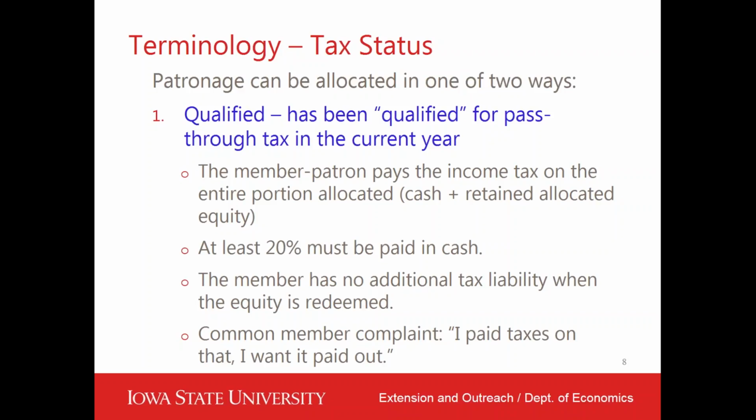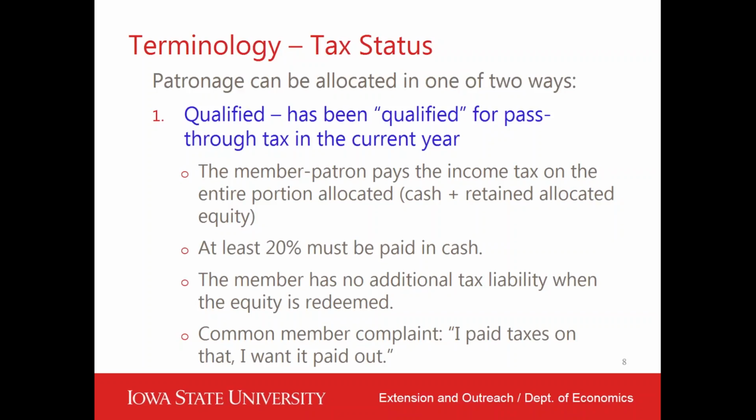When this new allocated equity that goes into member equity at the co-op level is eventually paid out to the member, because the member paid tax on it in the year it was allocated, there's no additional tax liability generated when that equity is finally redeemed. And again, I'll go through an example of that.